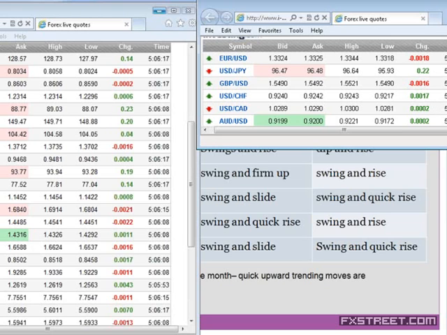Then if you look into that of the Yen crosses to start with, they are showing a nominal gain in the case of USD Yen, and nominal gain in the case of Euro Yen.